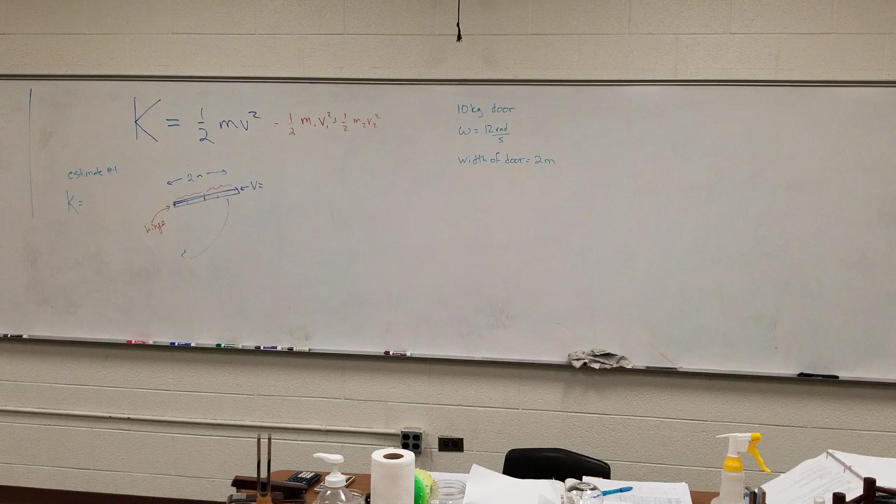So what's the formula that relates them? V equals omega R, where R is what? Radius, the distance from the center. All right, so V equals omega R. That's the equation we're working with. So omega is 12 radians per second, and R is 2 meters from the center, since things rotate about the center. So that's 24 meters per second. That's 50 miles per hour. Do not get hit by this door.